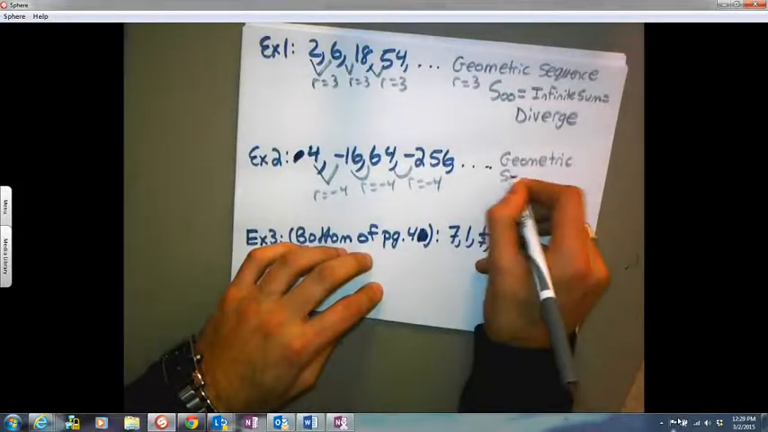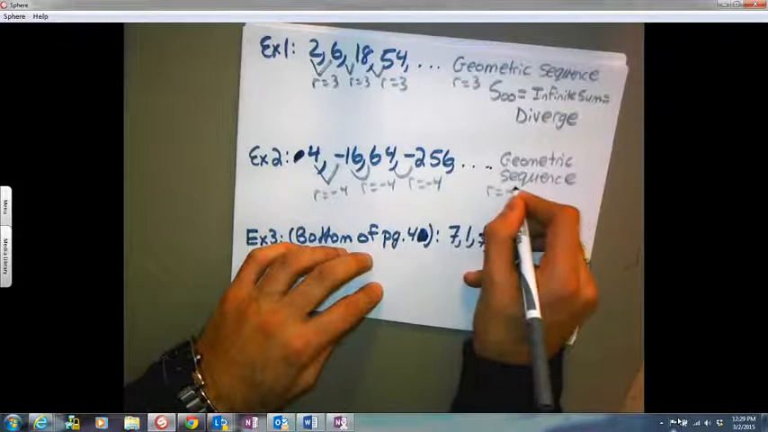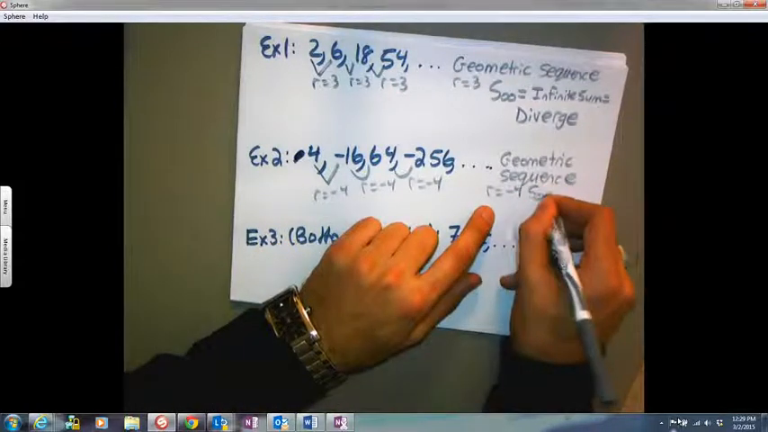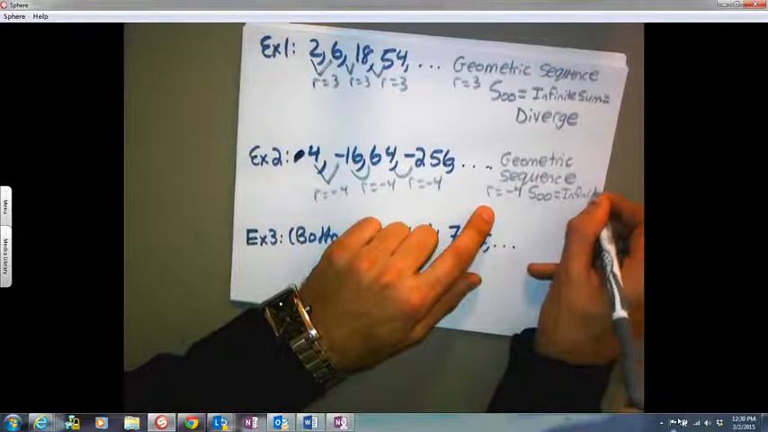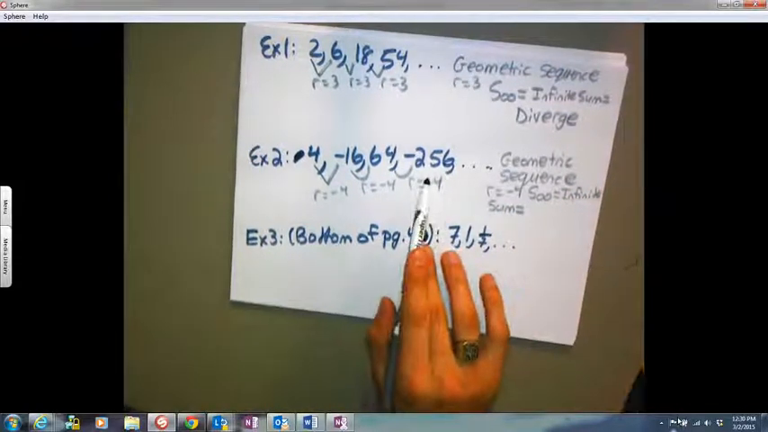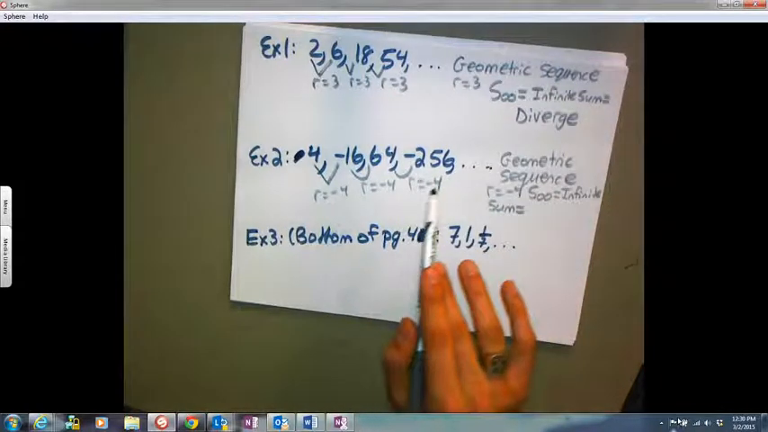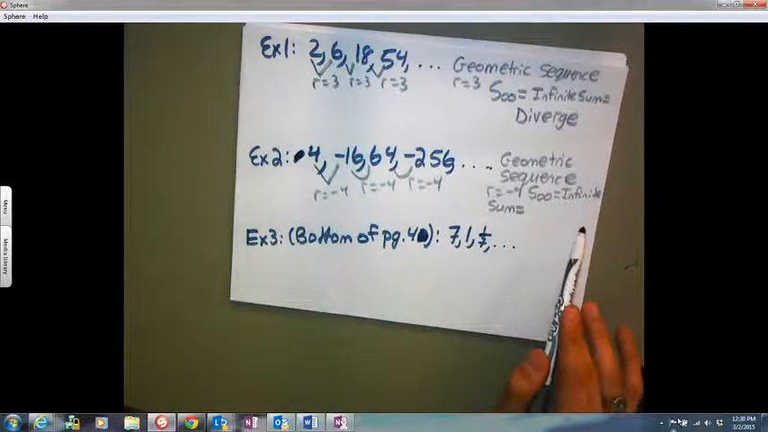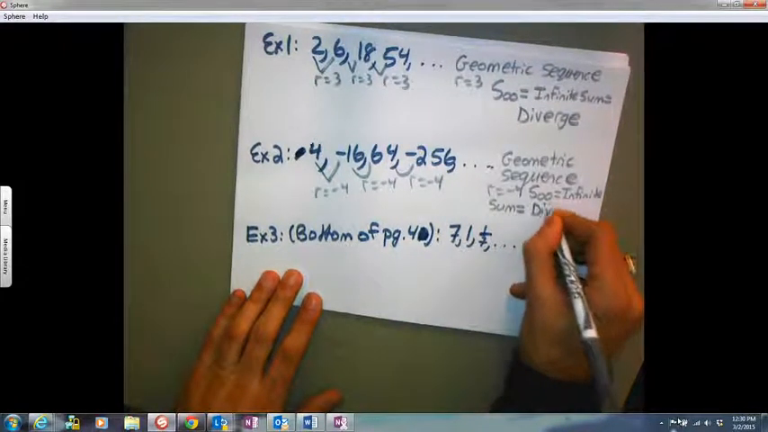R equals negative 4. S infinity equals an infinite sum. If you think about this, these numbers keep getting bigger, either really big positive or really big negative numbers. Regardless, we will diverge. Because either we're going to go to positive infinity or we're going to go to negative infinity. It's one of the two.